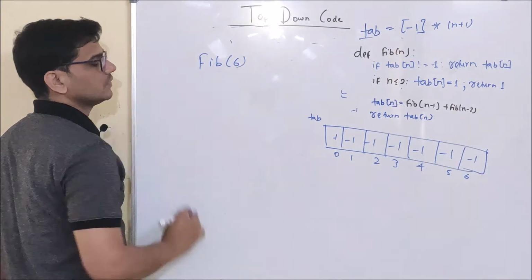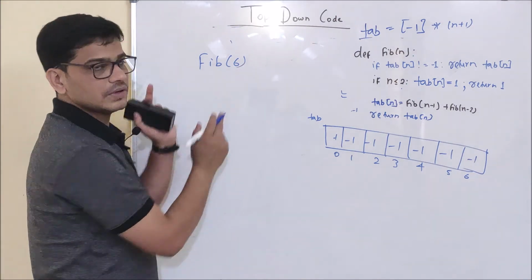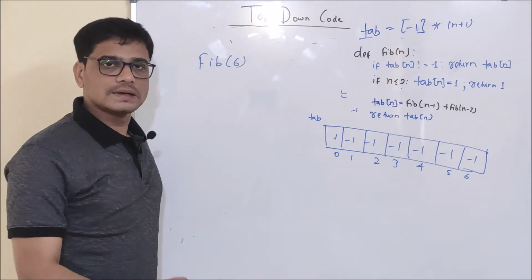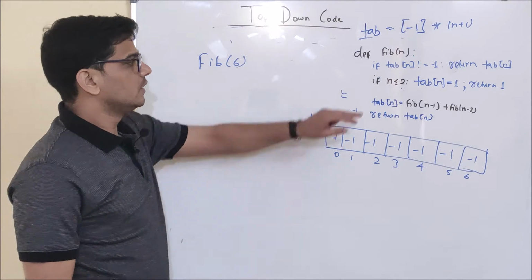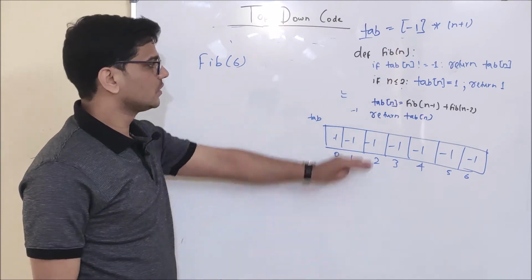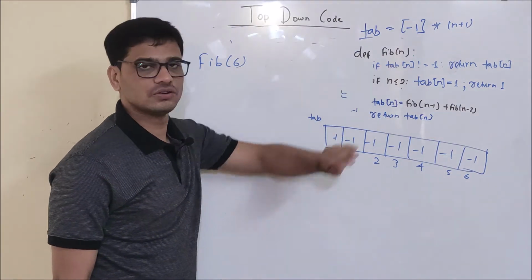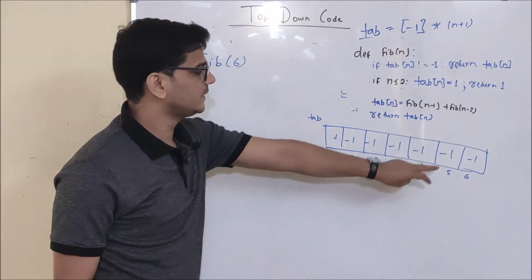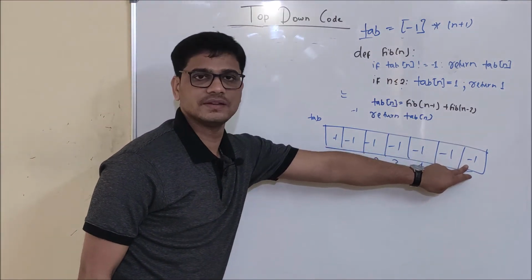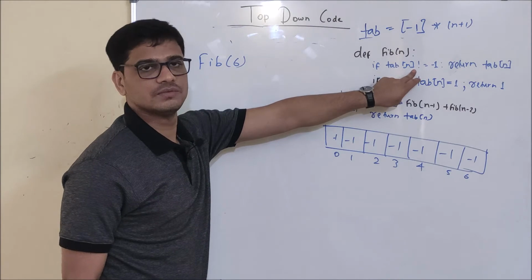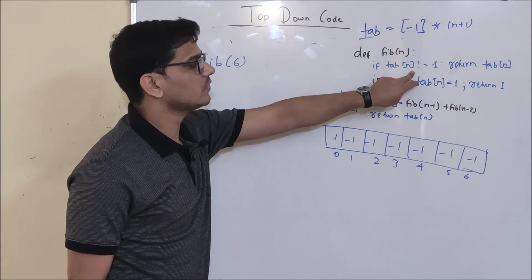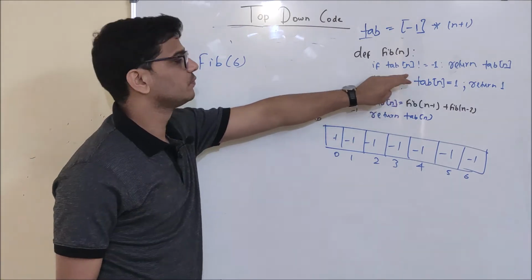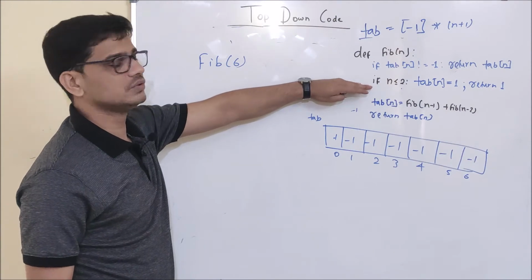Now let's come to the function calls. First of all, fib of 6 will be called, and what will fib of 6 do? It will check whether I have updated tab of 6 or not. As you can see, tab of 6 is -1, so this condition will be false, as tab of n is equal to -1. So control will come to this particular line.